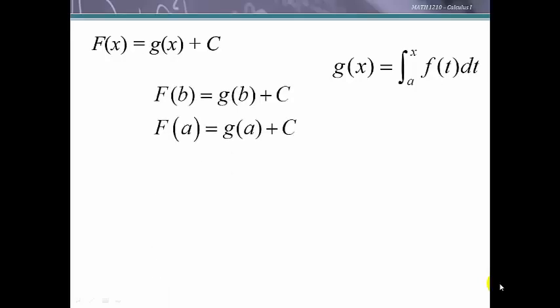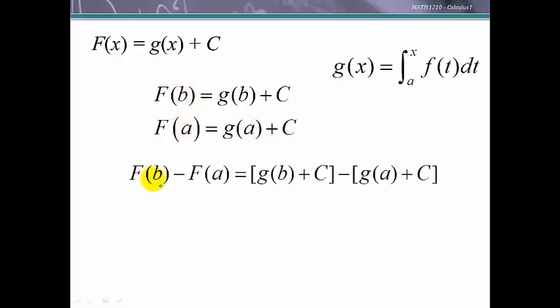Now let's go ahead and look at capital F of b, so that would be g of b plus c, and capital F of a, which would be g of a plus c. And let's go ahead and subtract these two equations. That would leave us F of b minus F of a equals, subtracting these two, g of b plus c minus g of a plus c. And we can see that these would cancel, and that would leave us with g of b minus g of a.